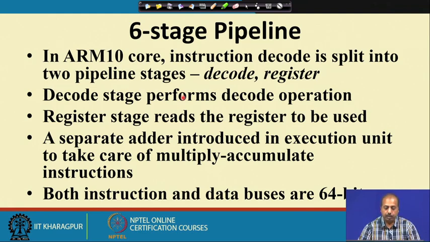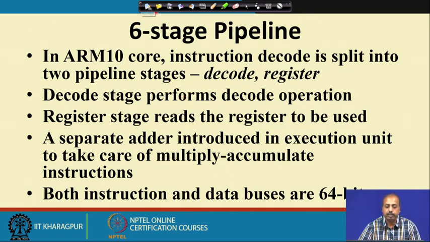But now a separate adder is introduced in the execution unit to take care of multiply accumulate type of instructions. Previously the instruction decode was done in one stage, doing both decode and register read together. Now it is divided into 2 stages, decode and register read put separately, so you get a 6 stage pipeline. And a separate adder has been introduced for the multiply accumulate type of instruction.